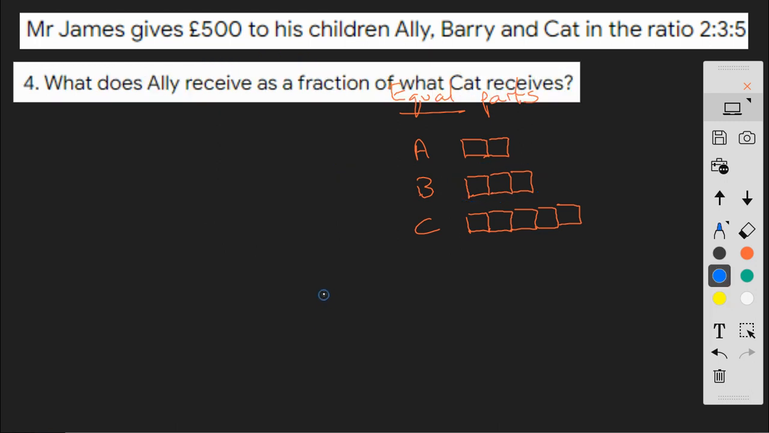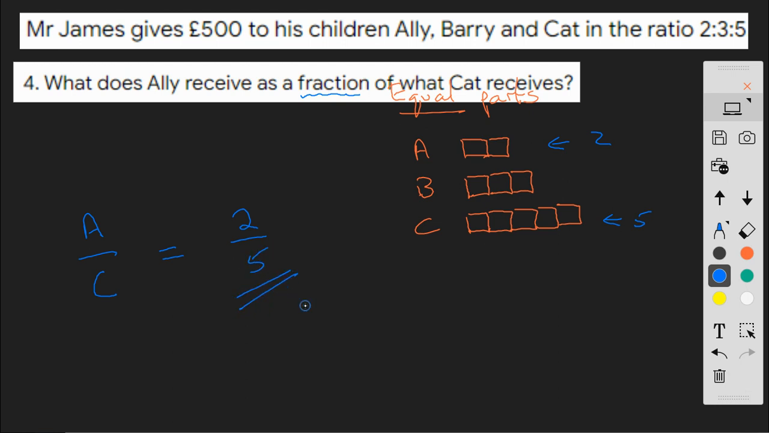Okay, question 4, and we have our same visualization as we did for questions 2 and 3 as to what this ratio looks like. We're being asked for a fraction here. So what does Ali get as a fraction of what Kat gets? Now what we can see here is that Ali receives 2 parts and Kat receives 5 parts. So 2 divided by 5.